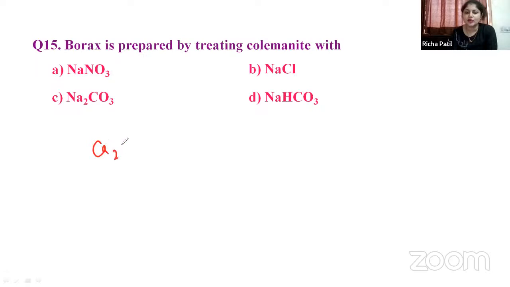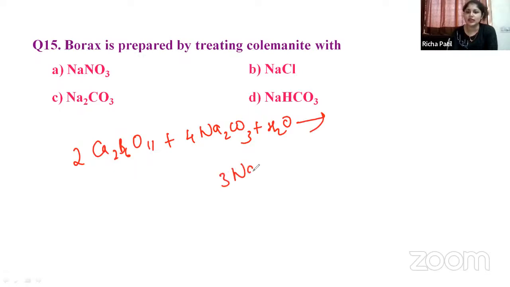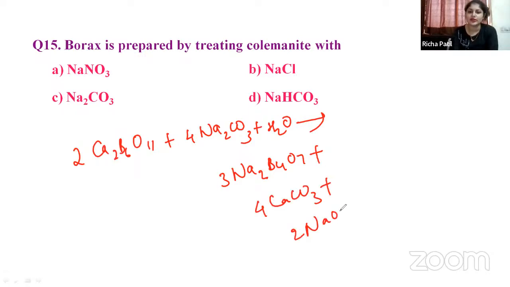So it is Ca2B6O11 plus 4Na2CO3 plus H2O, giving you 3Na2B4O7 plus 4CaCO3 plus 2NaOH. So it is treated with Na2CO3. Okay, C is the correct answer.